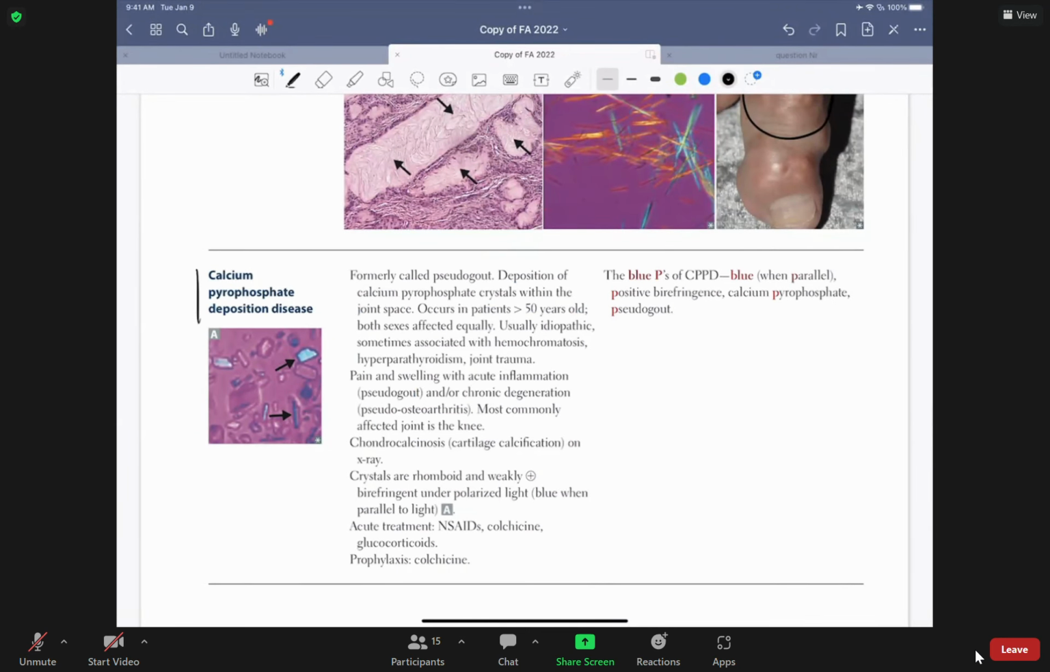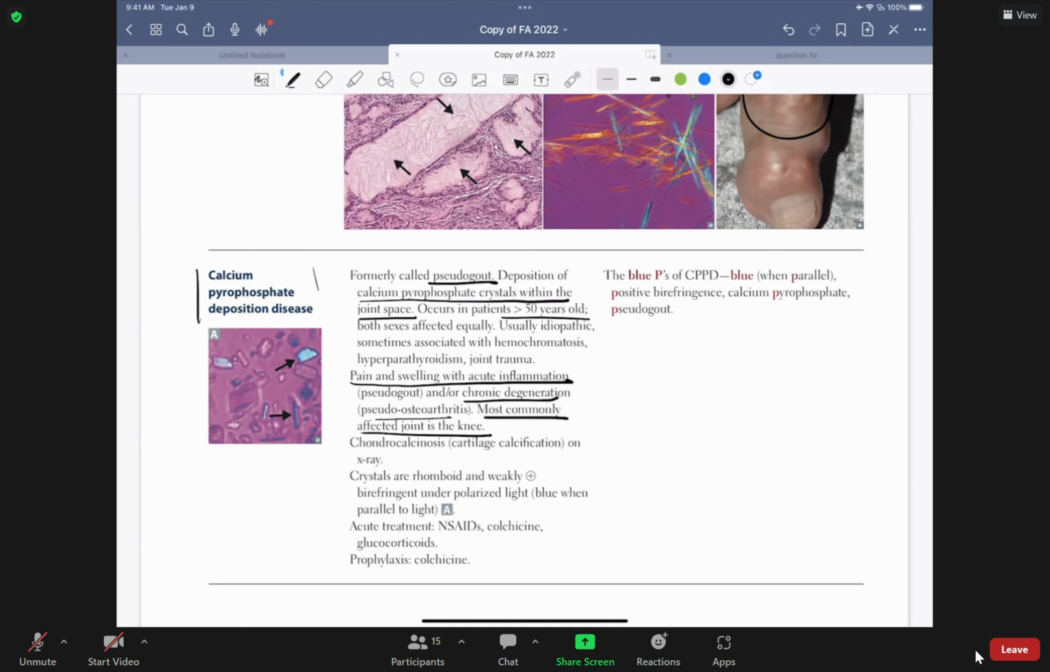Calcium pyrophosphate deposition. We used to call this pseudogout. Okay, so gout is monosodium urate. This one is calcium pyrophosphate. Is everybody clear, folks? So that's the one. Deposition of calcium pyrophosphate crystals within the joint space. Occurs in elderly patients. And here, more commonly, you see pain and swelling with acute inflammation, chronic degeneration of that, and the most commonly affected joint is the knee, okay?